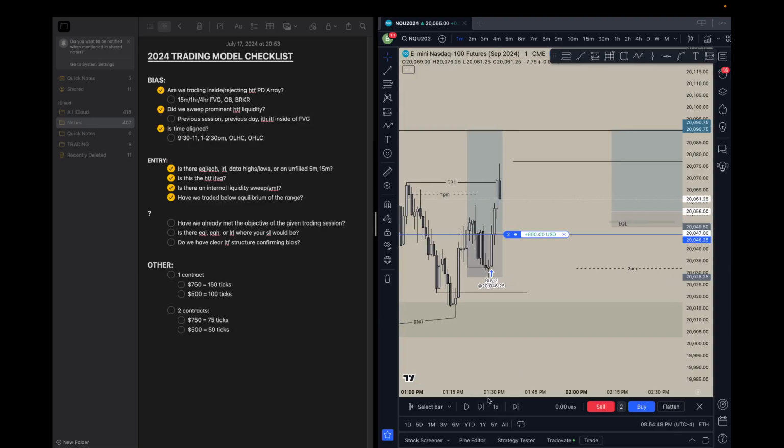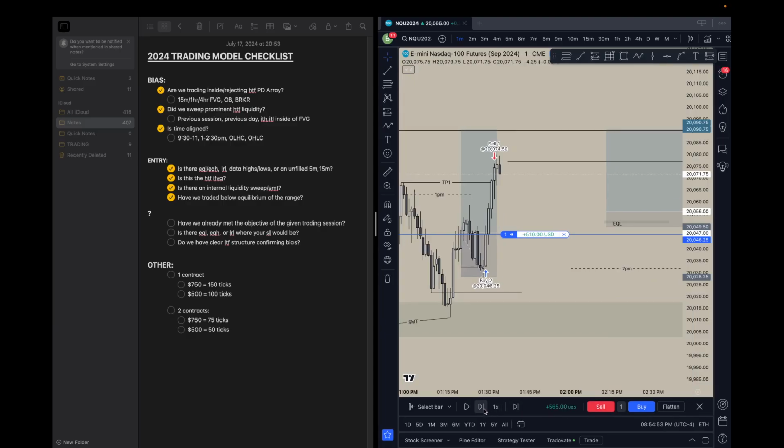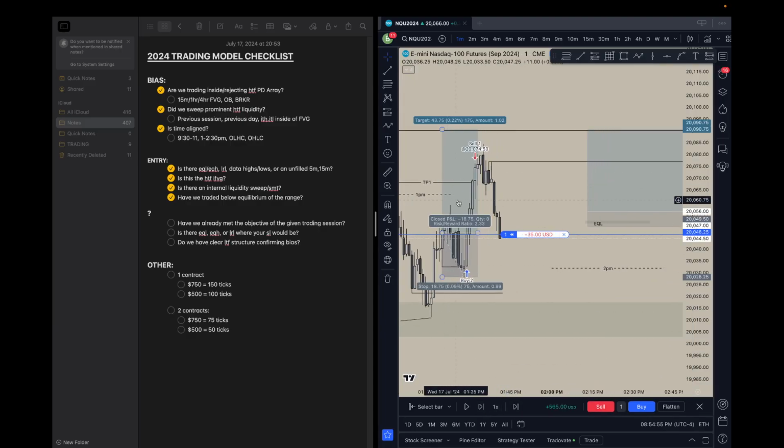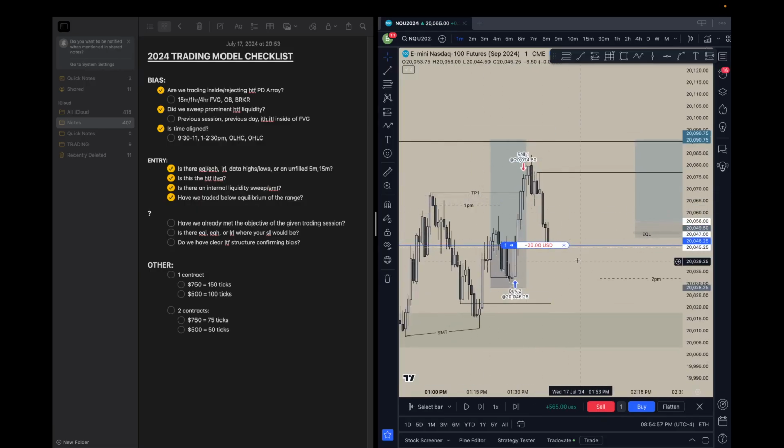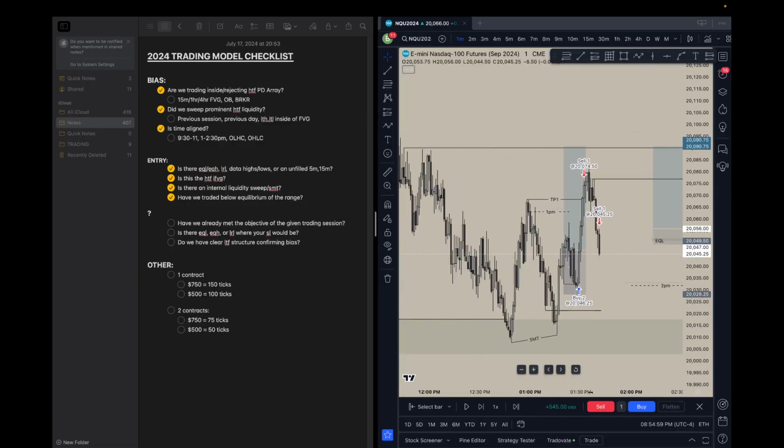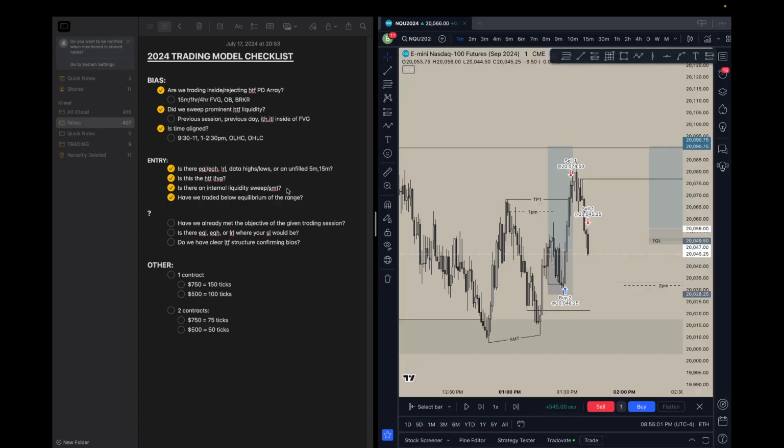Nice. And there's your TPs. And then you go break even at the internal high right here. And then you TP at the buy side level. And that's that. All right. And there's your perfect trading session.